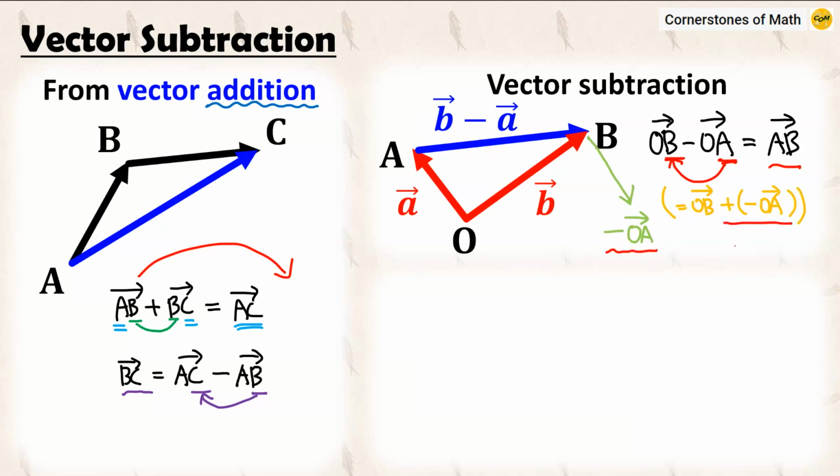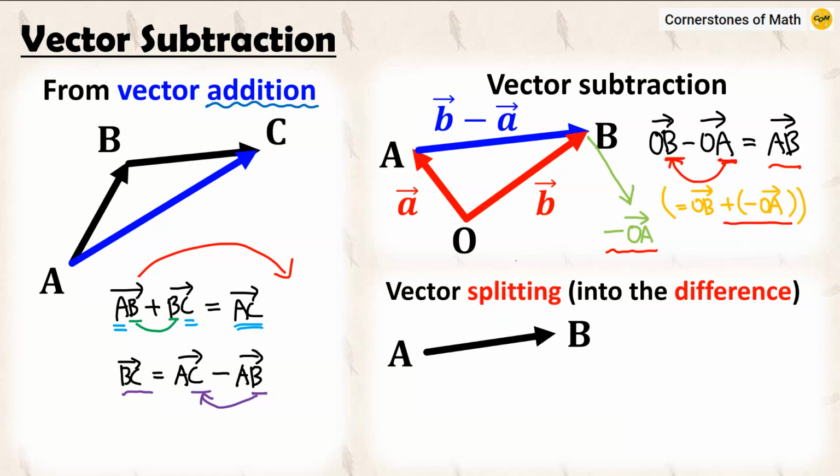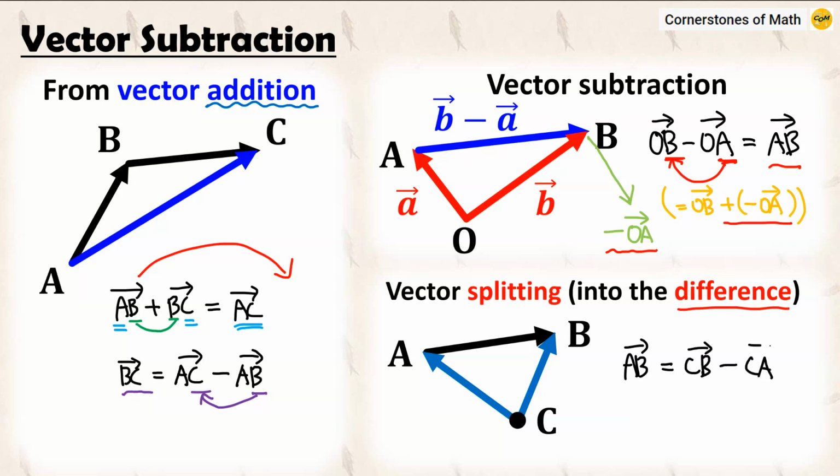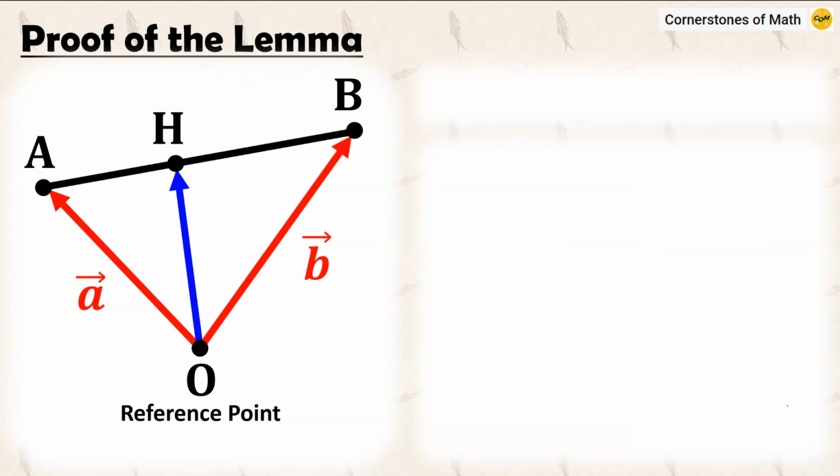to verify. Now, this knowledge gives you an additional method to split the given vector, this time into a difference between two vectors. Consider a given vector AB. Then we can take an arbitrary point C and split this vector AB into vector CB minus vector CA. Okay, now with this knowledge, we are ready to prove the lemma.